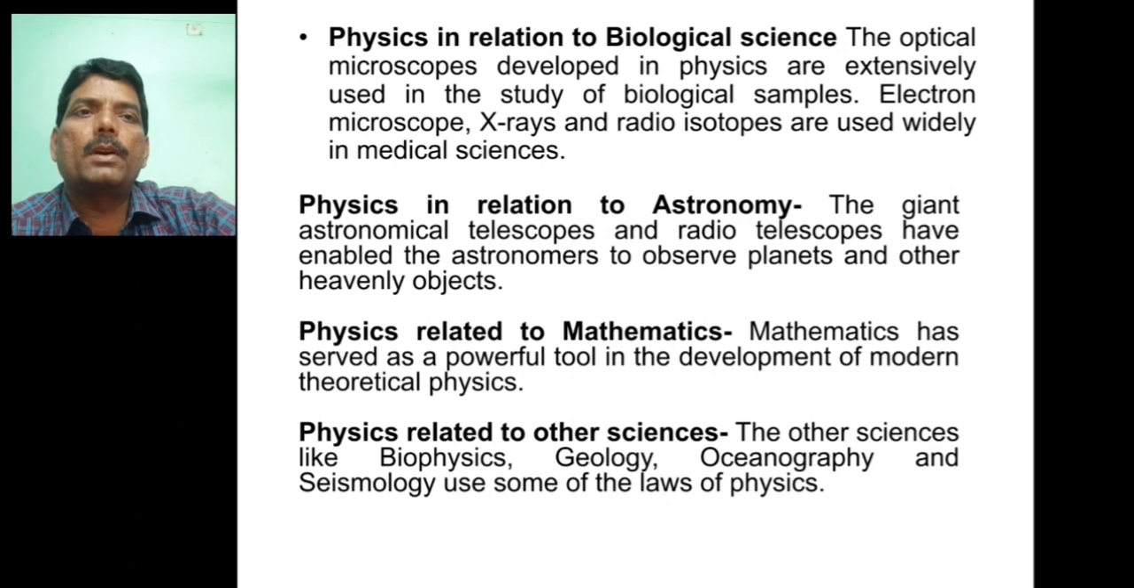Physics related with mathematics. Mathematics has served as a powerful tool in the development of modern theoretical physics. Now you see, it is said that physics and mathematics are brothers and sisters. So what is the meaning of that? Whenever you have any theory, after taking the different experimental readings, you have to draw certain conclusions. For that you will need the help of mathematics. In physics, mathematics is very important, and by doing certain calculations you can reach the final stage of that particular law.